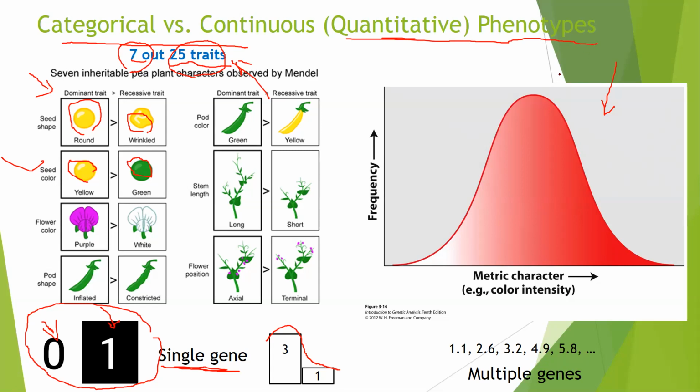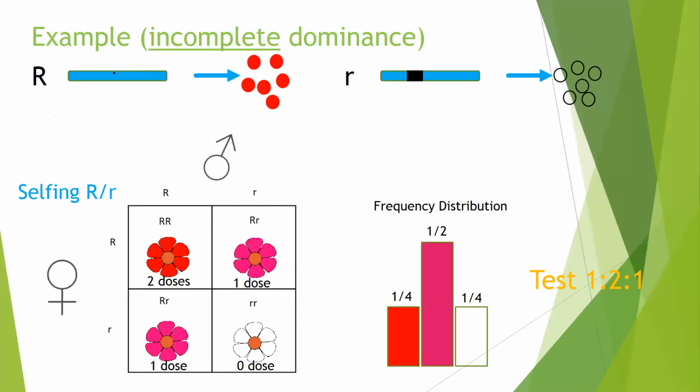All right, now let's look into this. What is the relationship between the single traits and the complex traits? Let's start from here. This is a simple trait, and it is only determined by a single gene. However, there's a new concept here: incomplete dominance. This is the first time we introduce this concept.